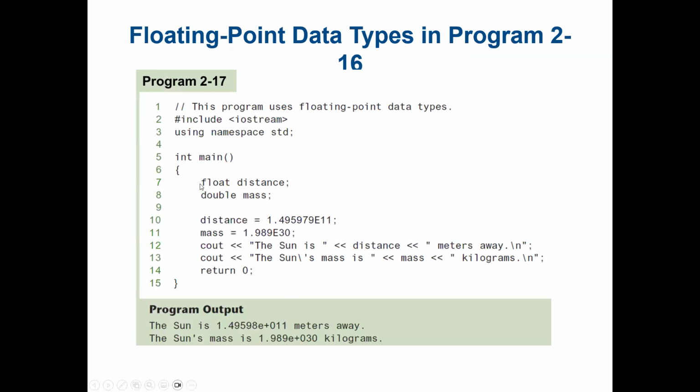So here's an example. We declare variables in the main function. We declare a variable named distance, data type float, and mass, data type double. We assign values in E notation, or scientific notation, and the same thing with the mass variable. Then we print the sun is whatever the distance is, meters away, and the sun's mass is whatever the mass is, kilograms. So mass is measured in kilograms, and distance is measured in meters.